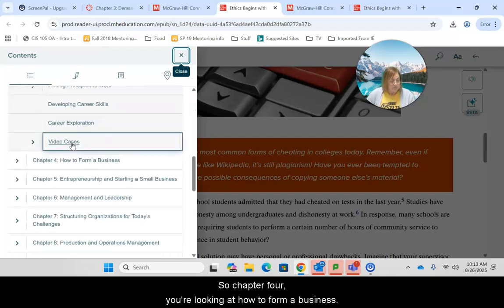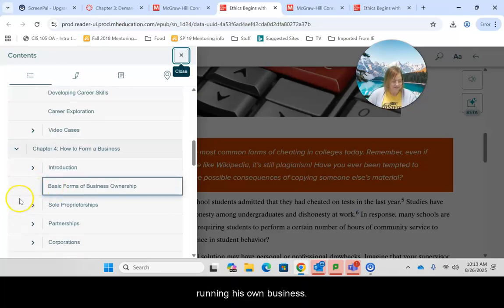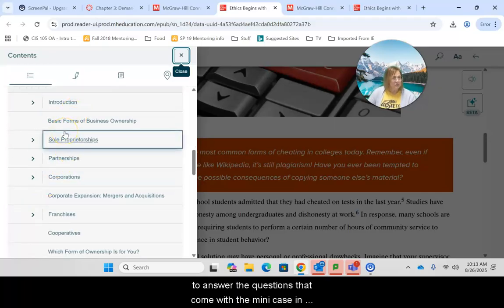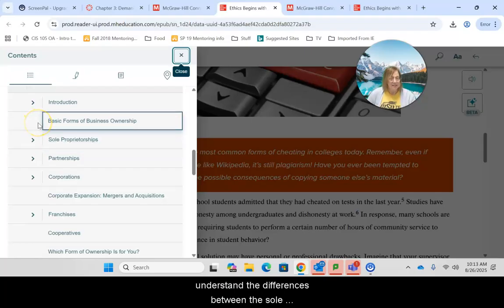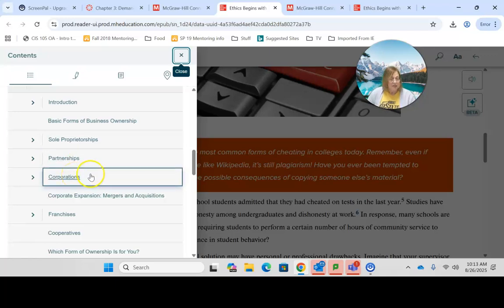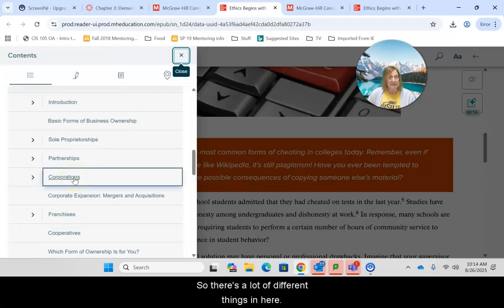So chapter 4, you're looking at how to form a business. Now, my brother has his own business here in town, and so I've talked to him a lot about running his own business. But in order to answer the questions that come with the mini case in chapter 4, you're going to need to really understand the differences between the sole proprietorship, the partnership, and corporations. And what is a franchise? What is a cooperative? What are the differences between those? So there's a lot of different things in here.